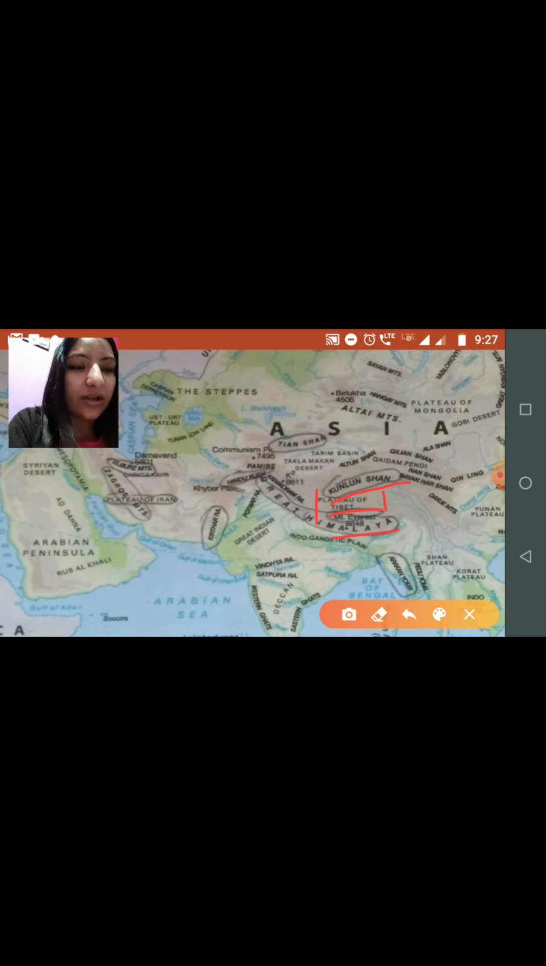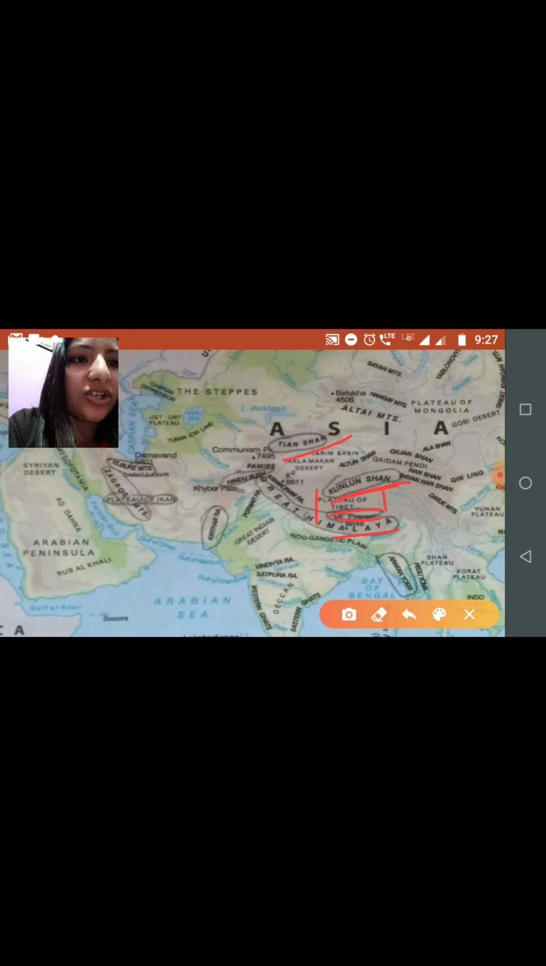Okay, so here you can see one mountain range, Kunlun Shan, and another mountain range, the Himalayas. This Plateau of Tibet is also known as the roof of the world because of its elevation of 5000 meters. It is the highest plateau of the world. Okay, then we have another mountain range.